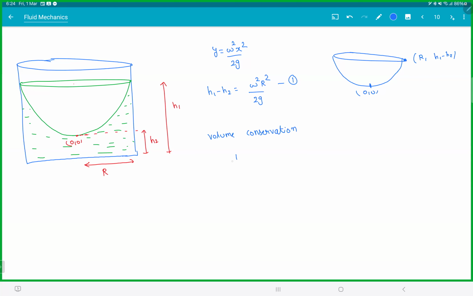Initial volume is how much? Pi r square h. First, let's get the volume of this liquid. This liquid can be treated as two parts: one is this paraboloid, plus that bottom cylinder. This height will be h1 minus h2, and this is r.